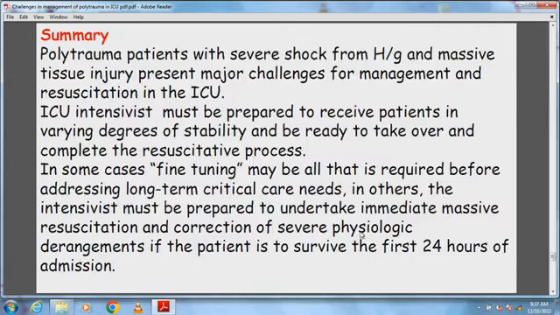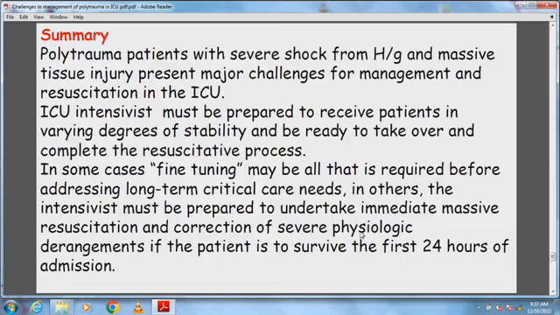So to summarize, polytrauma patients with severe shock from hemorrhage and massive tissue injury present major challenges for management of resuscitation in the ICU. The ICU intensivist must be prepared to receive patients in varying degrees of stability and be ready to take over and complete the resuscitation process. In some cases, fine-tuning may be all that is required before addressing long-term critical care needs.